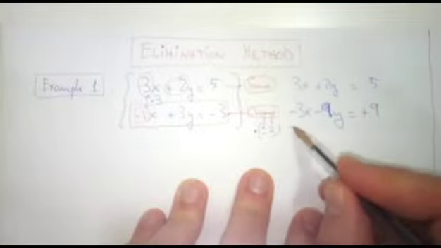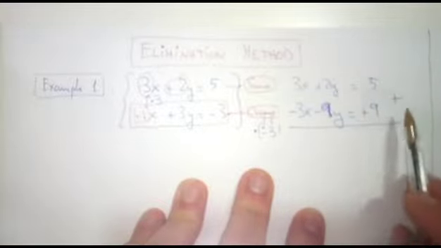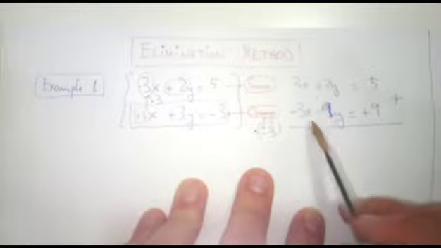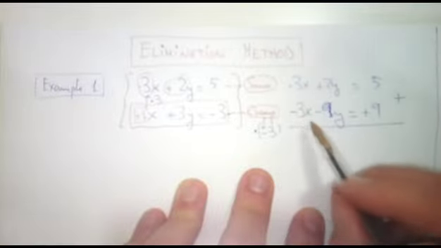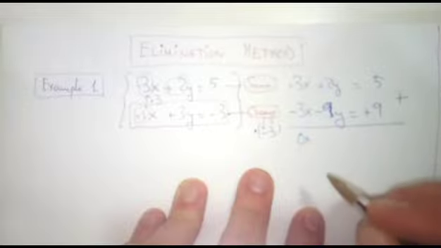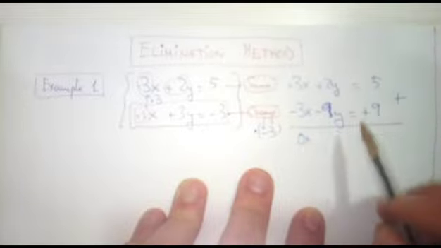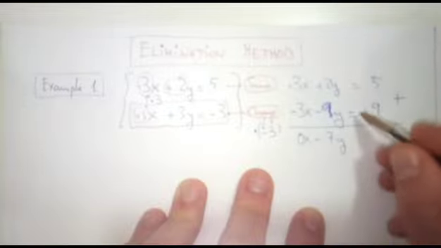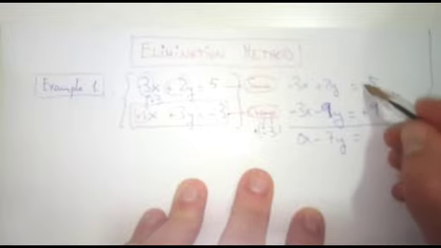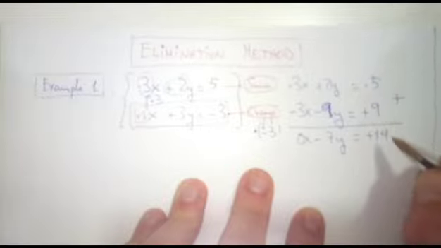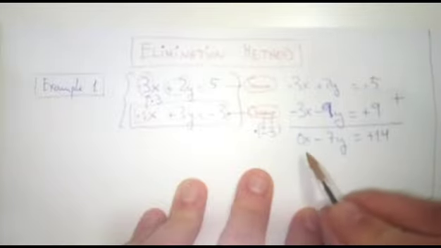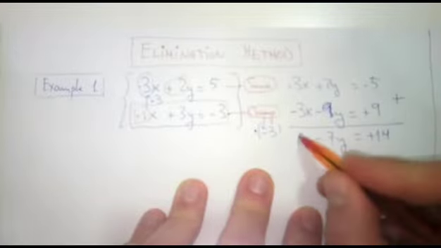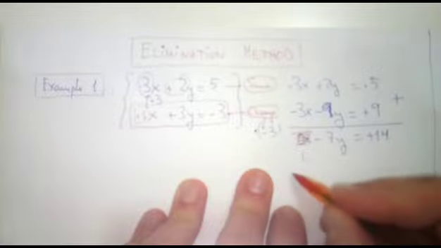And now all that we have to do is to add both equations. Okay, we have to add these two equations. What's 3x minus 3x? We obtain 0x. Then plus 2y and minus 9y, we obtain minus 7y, and equals plus 5 plus 9, equals plus 14. Okay? Right, so we have 0x minus 7y equals plus 14. So as you see, we obtain 0x, so this unknown is eliminated.